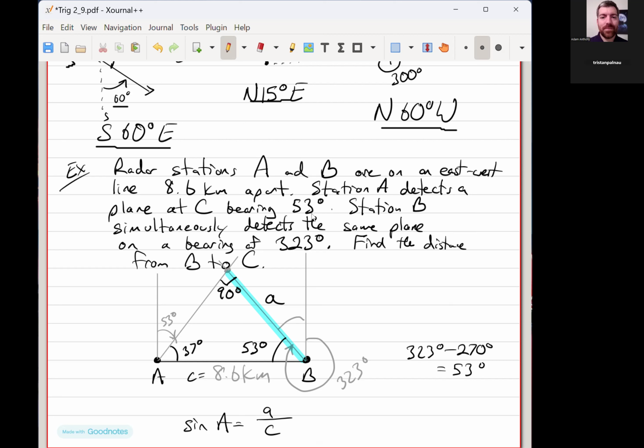Station A, the first one there, detects a plane with a certain bearing. That's 53 degrees, so that's an aeronautical bearing. We can see that because there's no north-south on there, although we know 53 is northeast, since we would go from the north line and take the clockwise direction by 53 degrees. So put that on the picture. Station B detects the same plane at a bearing of 323 degrees. That is a northwesterly direction. We can see here the 323 on the picture.